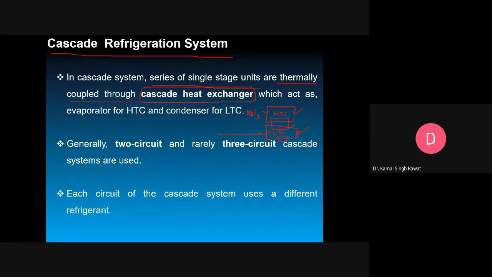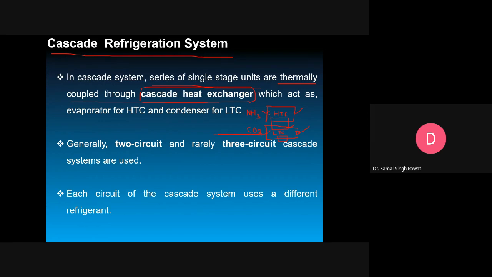1 bar. And in the lower temperature circuit, we use a refrigerant whose normal boiling point is lower than ammonia. So in the lower temperature circuit, we use carbon dioxide. And for carbon dioxide, the normal boiling point is -55.